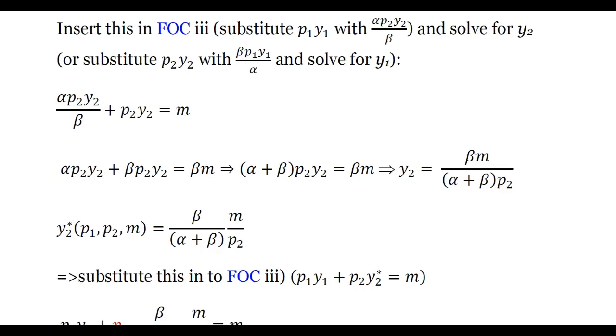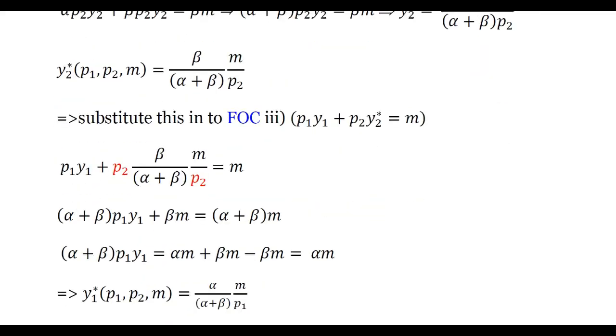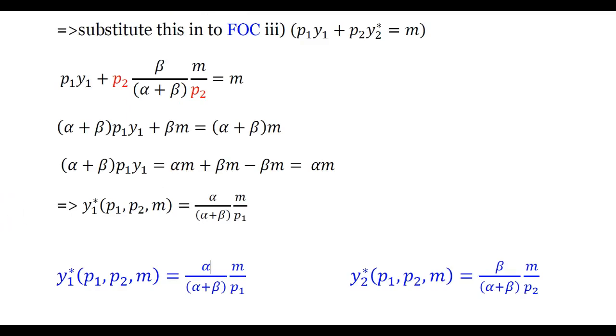So the optimum demand function for good 2 as a function of the prices for the two goods, P1 and P2, and the income will be beta divided by alpha plus beta times the income divided by the price of the second good. So we substitute this one into the first order condition 3 again, the budget constraint. So now you got P1 y1 plus P2 times y2 star, the optimum demand function for y2.